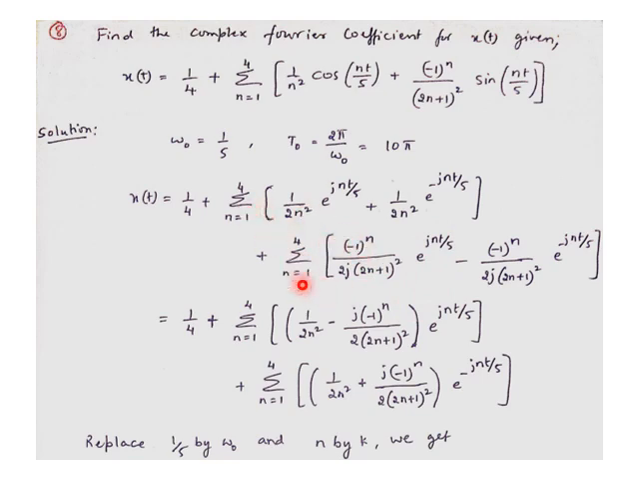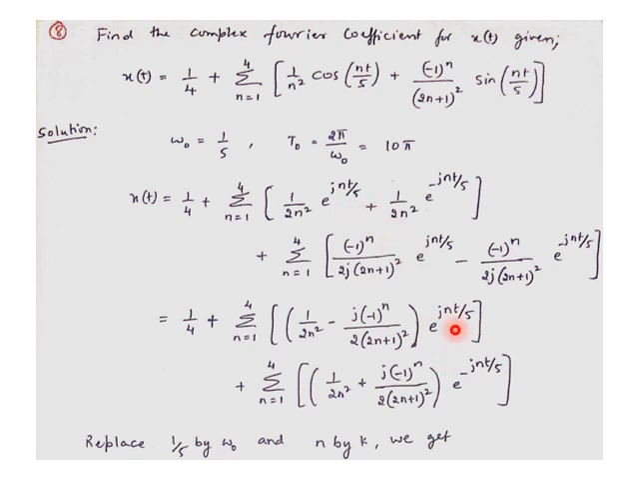The summation is also the same, summation n equal to 1 to 4 with 1 by n square. This is plus, but j, if I take it above, multiply and divide by the j factor, so that j square is minus 1, so a minus term comes: 1 by 2n square minus of j into minus 1 to the power n divided by 2, 2n plus 1 whole square.